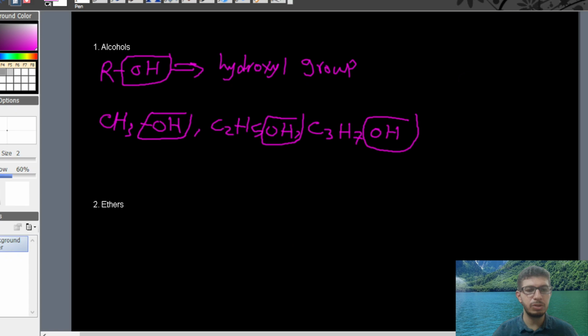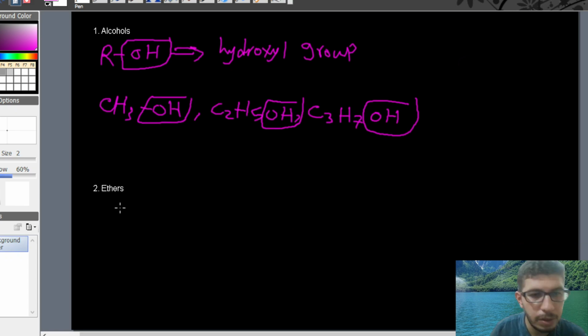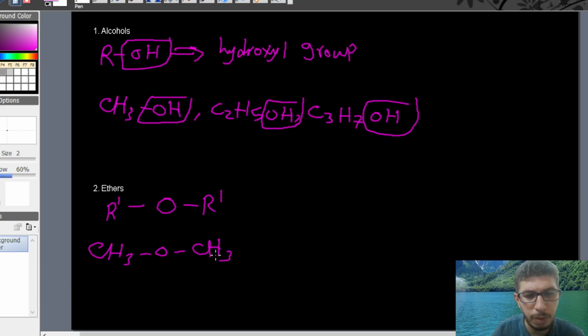So let's move on to the ethers. Ethers is all about an ether linkage: oxygen in the middle acting as a bridge between two alkyl groups or two aryl groups. The alkyl groups could be the same alkyl group, so it could be R1, O, R1, just like this, CH3 O CH3. So CH3, a methyl group on the left side, and another methyl group on the right side. Or it could be something like this, R1, O, then R2.